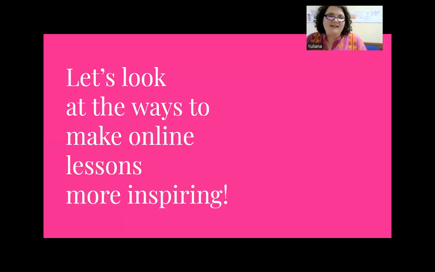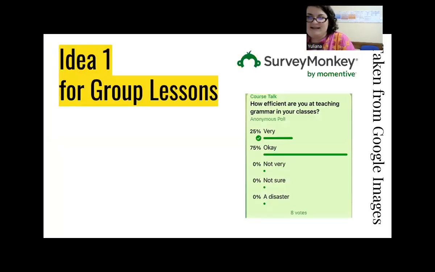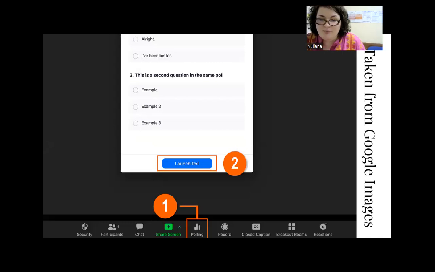So finally, let's look at the ways to make our online lessons more inspiring. Idea one, for group lessons, you can warm your students up by creating polls on Telegram, Zoom, or SurveyMonkey, depending on what type of activity you use. Here on Zoom, if you set it up in the right way, here is the button where you need to click to create a poll.